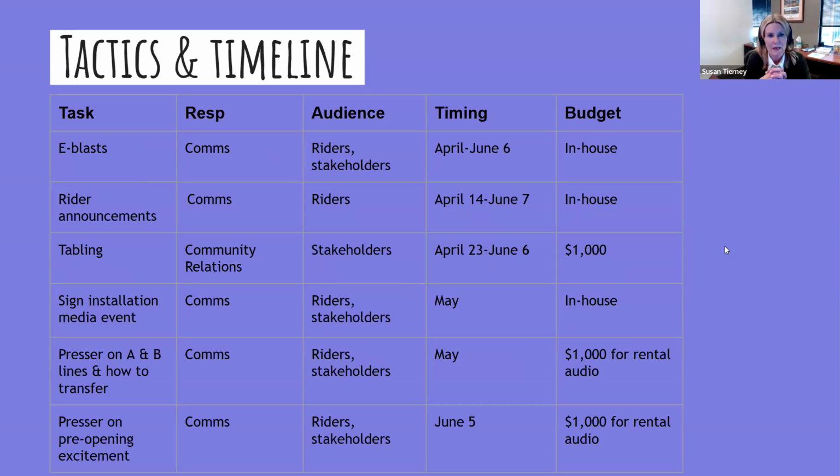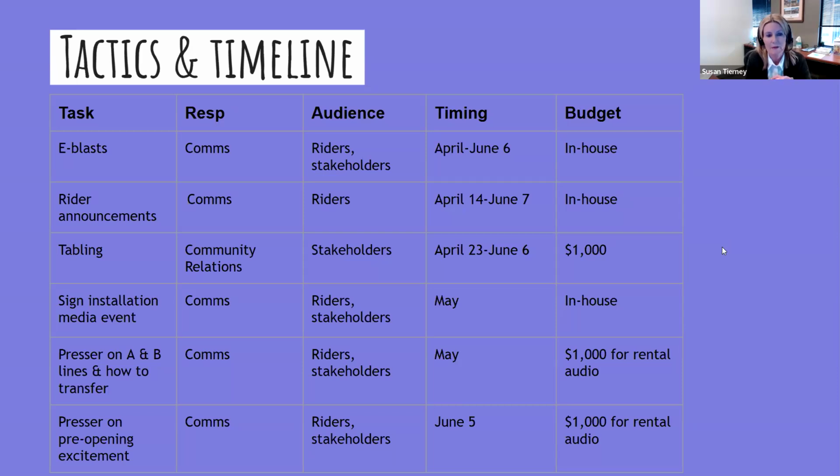We will be sending out e-blasts April through June, with subscriber lists that we have. We will be making rider announcements on both our buses and at our light rail stations. We will be conducting tabling at various events with community relations that will happen across the time period where we're launching to opening. We will be having a media event when the first sign is installed at the downtown hub. And then obviously our audience there is reaching out, getting earned media for our writers and our stakeholders.